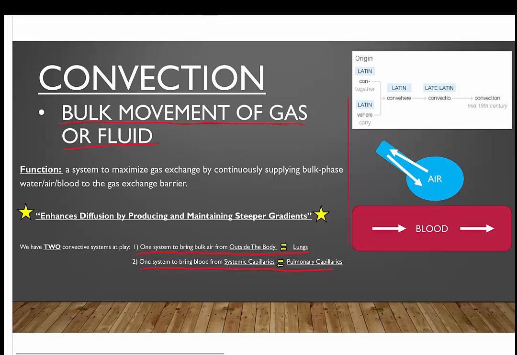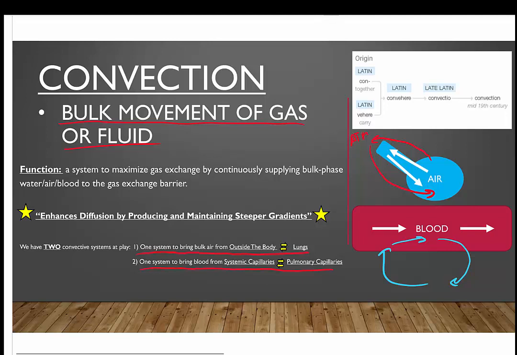So when we look at the convective system that's depicted right here, we see air moving towards the atmosphere as we exhale, and it's moving into the lungs as we inhale. So this bulk movement of air is the first convective system in the respiratory system that we are going to look at. The second one is blood. And so with the blood, we see that blood moves towards the pulmonary capillaries here, and it's going to go to the systemic capillaries and then go from the systemic capillaries back to the pulmonary capillaries.